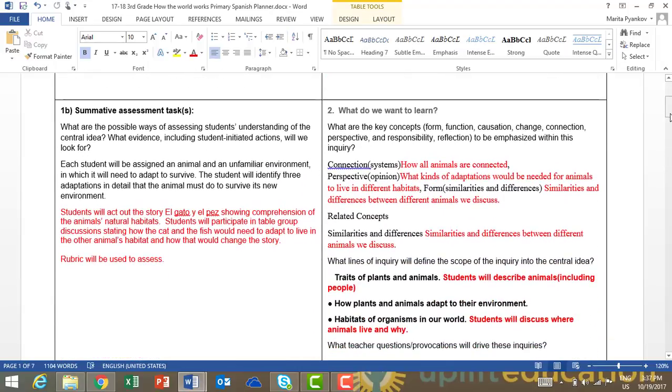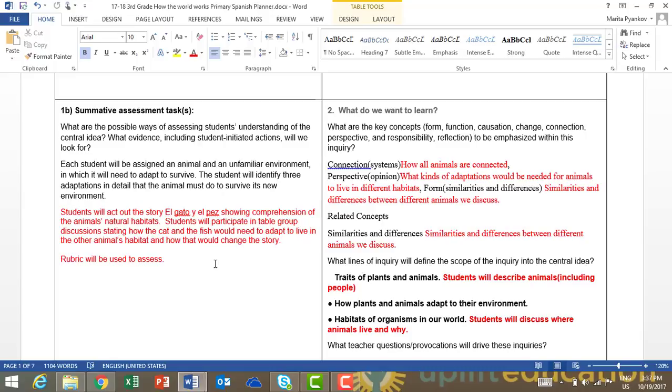So, in box 1B, I've just described to you what the kids are going to be doing as their summative assessment in their classroom, and that is what is right here. In red down here is what I have decided we are going to do. I have a cute story from Teachers Pay Teachers called El Gato y el Pez, and we're going to learn about the story. We're going to be able to act it out as part of our summative assessment.